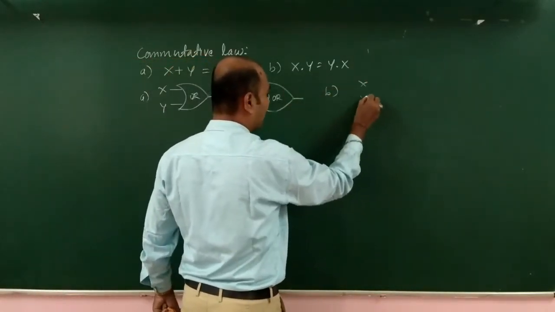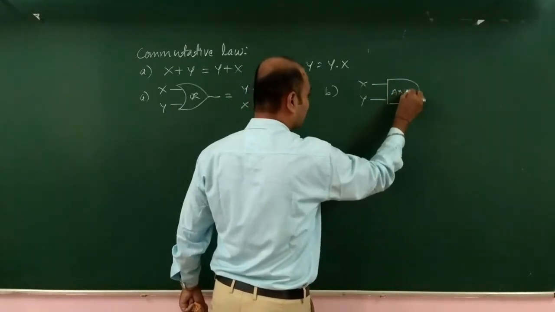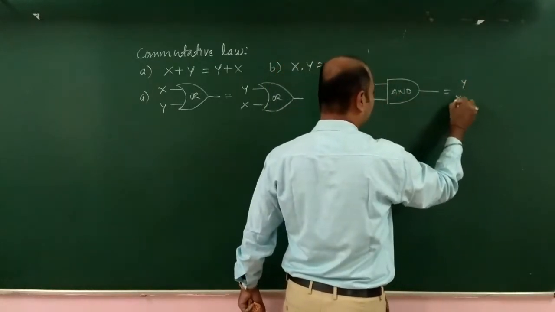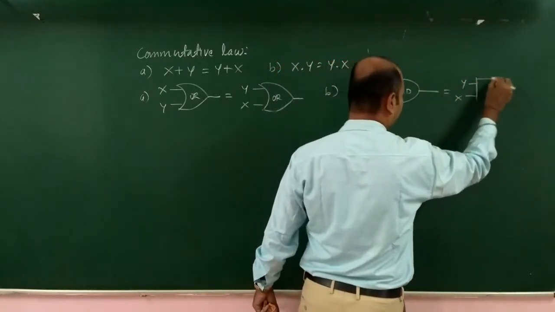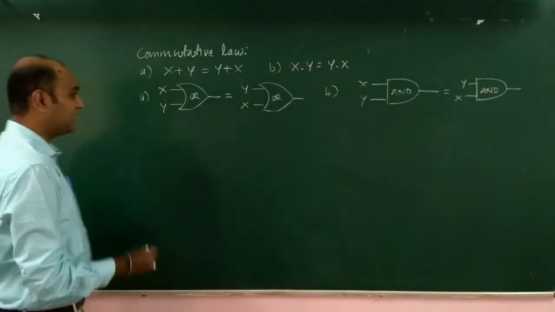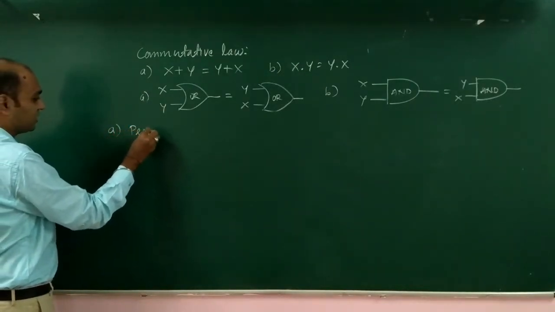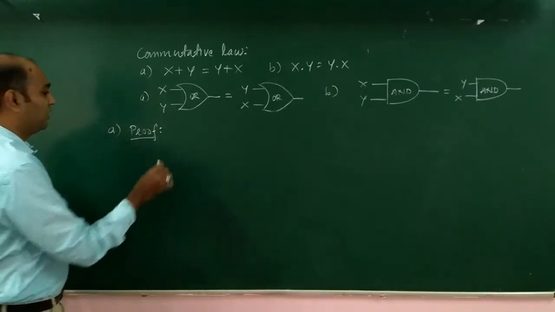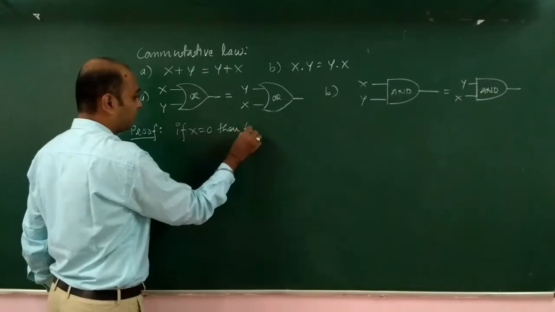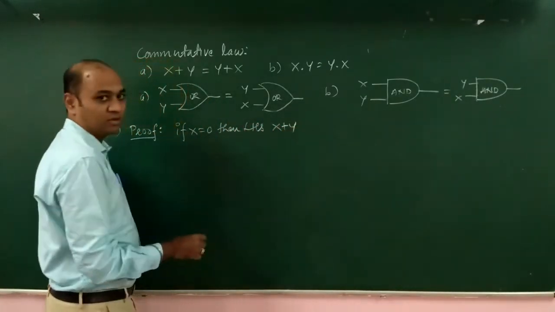That is x and y. So how do you write AND? Something like this. Right? So AND here which is equal to y and x. Yes. Next we are going to prove the first expression. Let us write proof. Let us take if x is equal to 0, then we will take LHS is equal to x or y. Correct?